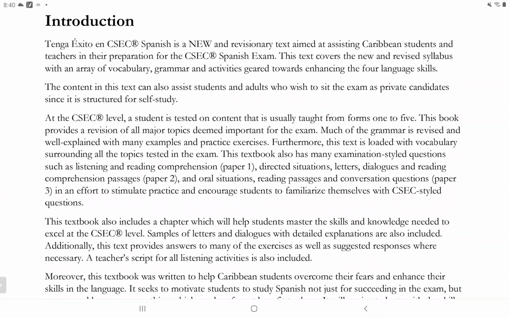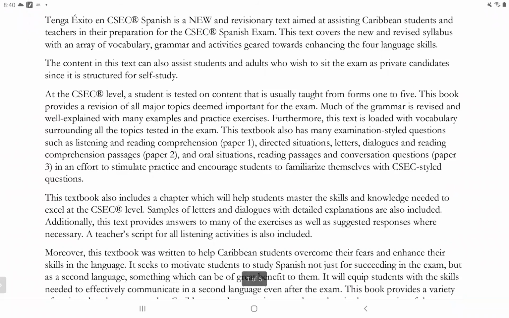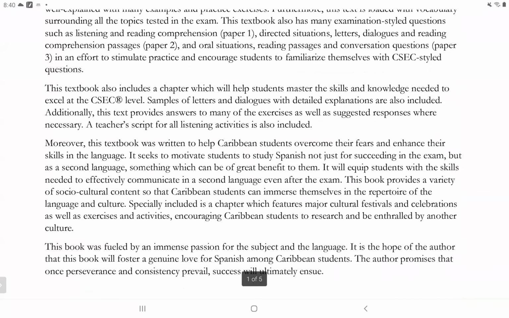It covers all the vocabulary. It covers an array of vocabulary, grammar exercises. It deals with papers 1, 2, and 3, right? And it offers a step-by-step guide to writing the letter and of course completing the dialogue.